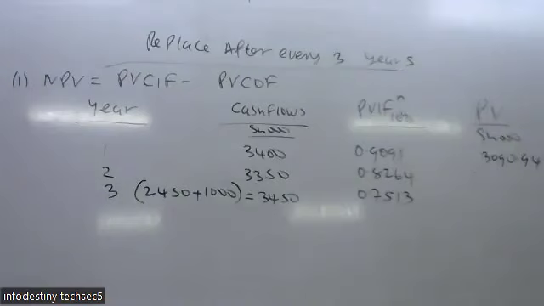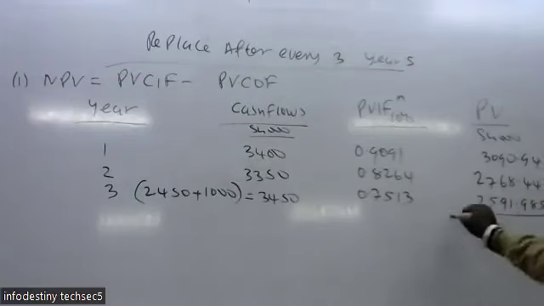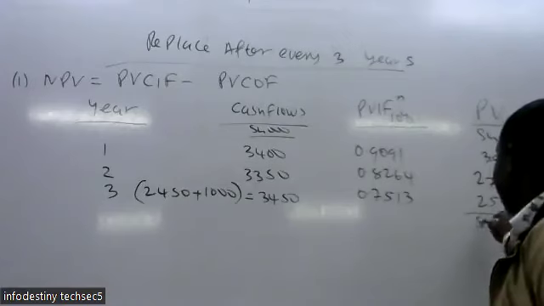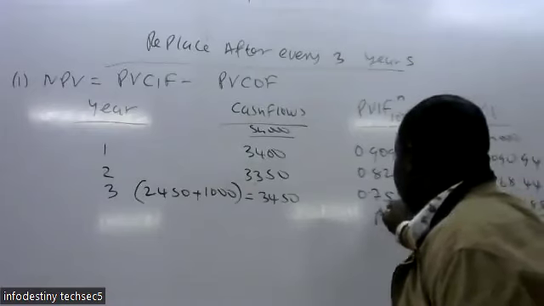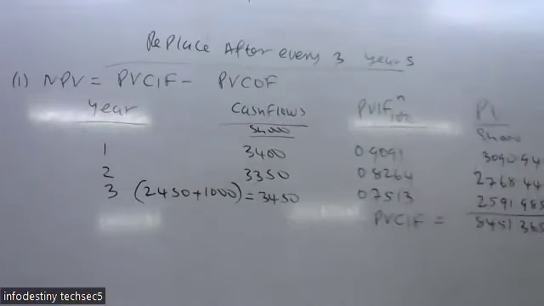0.7513. So year two, when you take 3,350 multiplied by 0.8264, that one should give us how much? Then the one for year three, when you take 3,450, also multiply by 0.7513. We add them together. 8,451.365. So this now gives you the present value for the cash inflows.